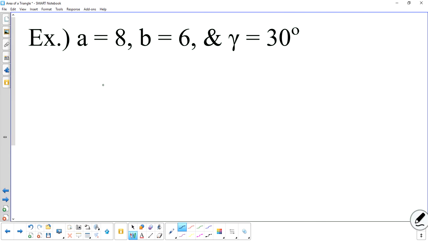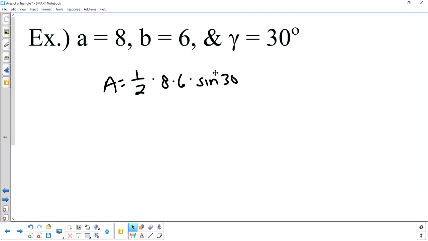So our first example here, you're given everything, so we just need to plug into our formula: 1/2 times 8 times 6 times the sine of gamma. And if we plug that in, again making sure that you are in degree mode because we're in degrees, our area would be 12 units squared because area is always a square unit.